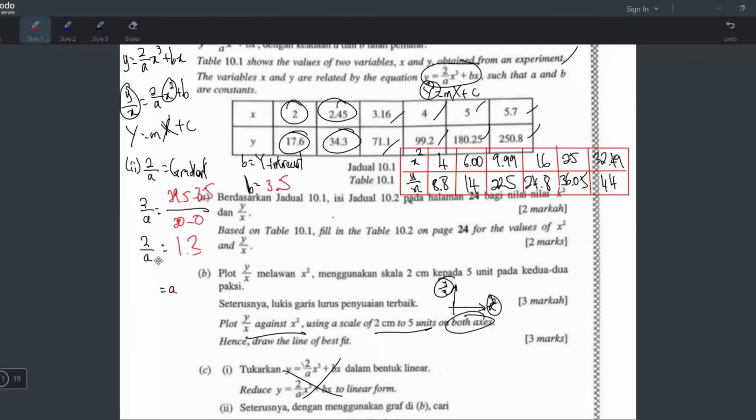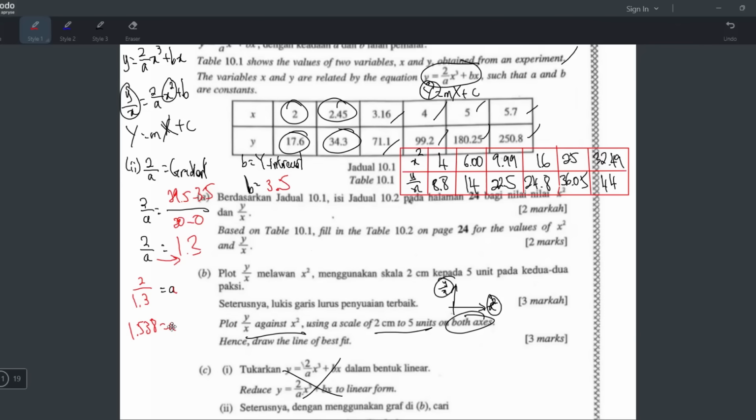Okay, now how to find A? A goes up, it becomes multiply; 1.3 goes down, it becomes divide. So 2 divide 1.3. Okay. Let's write 4 significant figures. So it's 1.538. Okay, 1.538.